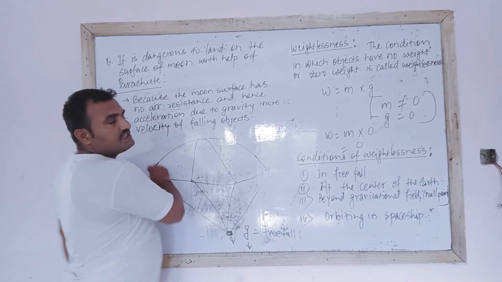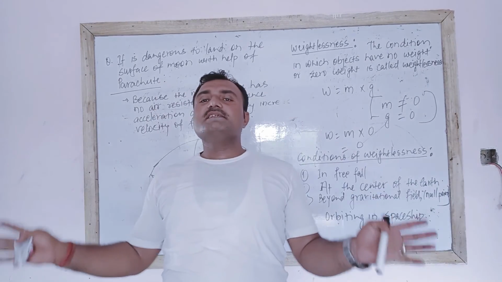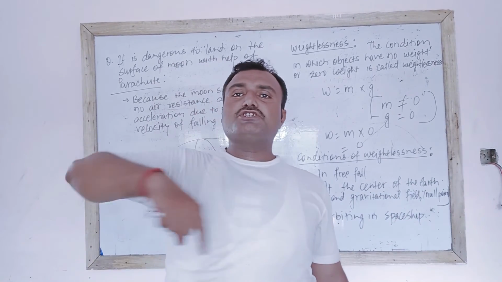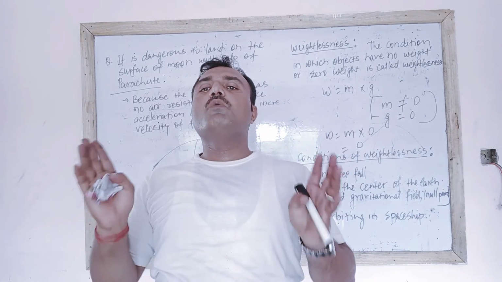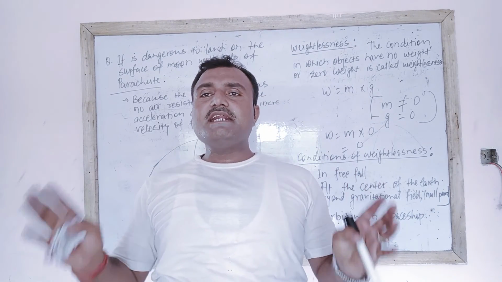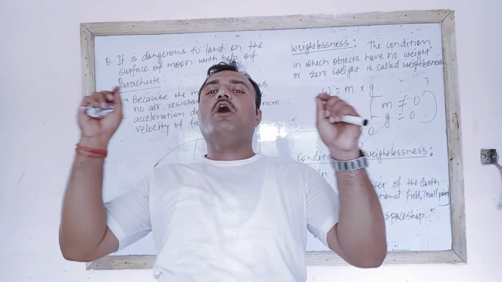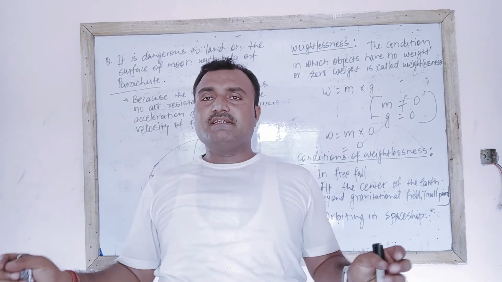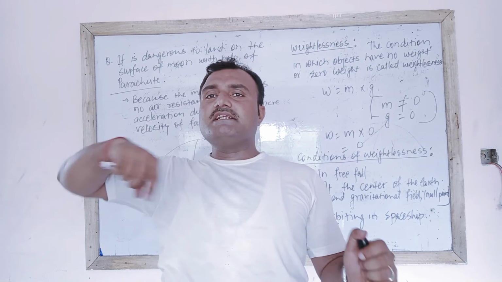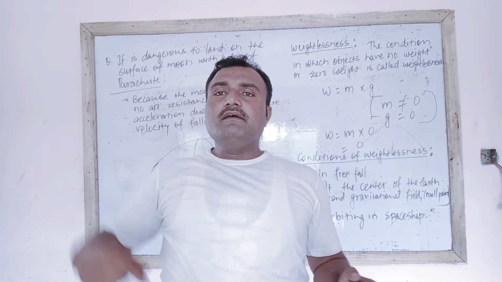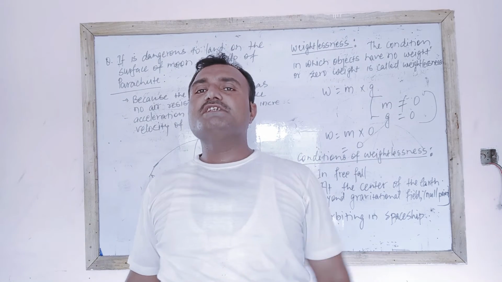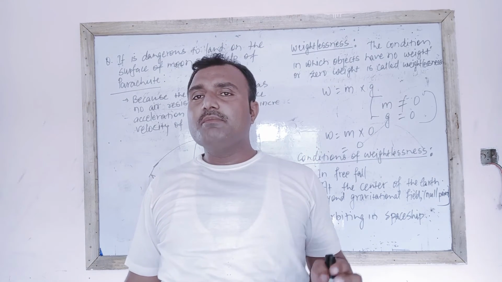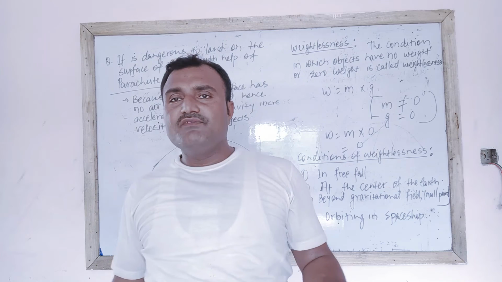After that, we discuss the gravitational field. There is a certain space around the earth's surface in which only the gravitational attraction force of the earth can be observed or felt. That space around the earth's surface in which gravitational force is observed is known as the gravitational field.